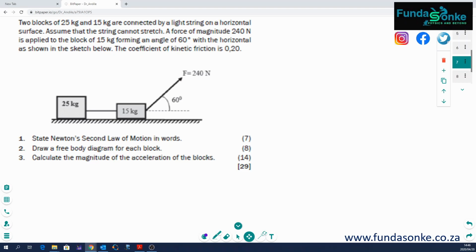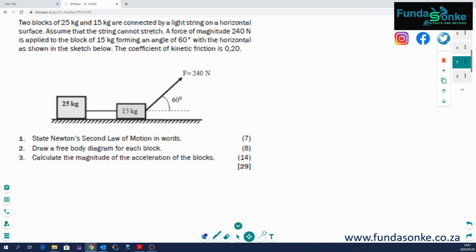So the first question says, state Newton's second law of motion in words. Well, in this case, I'm not going to do that, because it's something that you can read off your normal grade 12 physical science textbook. And at this stage, I really expect that if you're in grade 12, you should at least know Newton's second law of motion in words. Okay? Then part 2 says draw a free body diagram for each block. Okay, so we're going to do that.